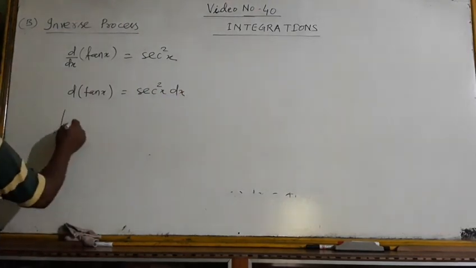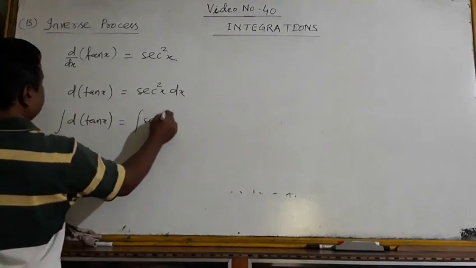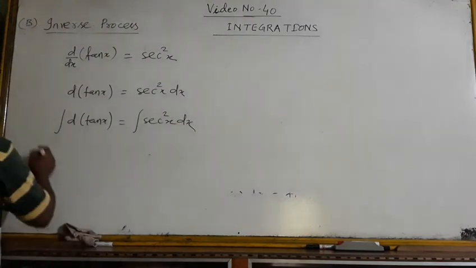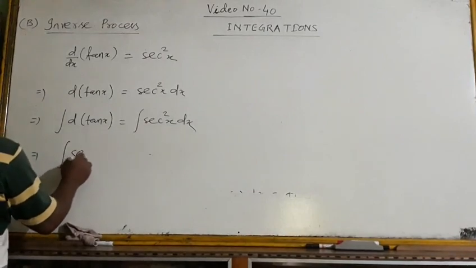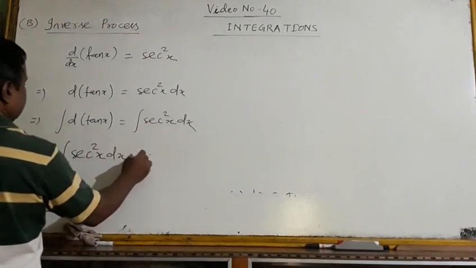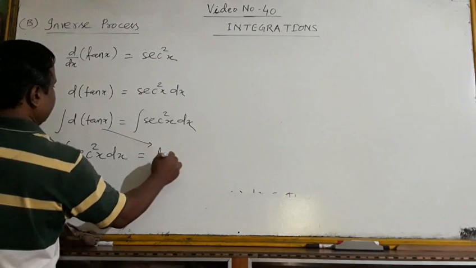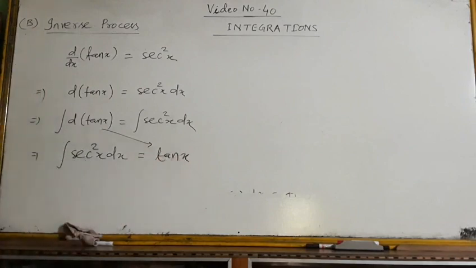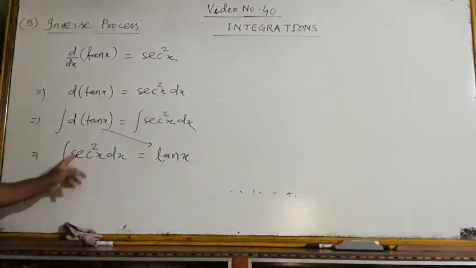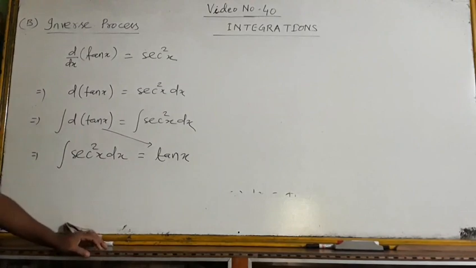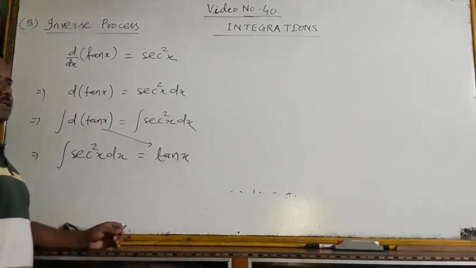If we integrate both sides, the integration of d tan x, is the integration of sec square x dx. Okay. Then tell me what will happen. If I write the integration of sec square x dx, it becomes derivative and integration, and they will cancel. It becomes what? Tan x. Now look here. The derivative of tan x is equal to sec square x. So the integration of sec square x is what? Tan x.